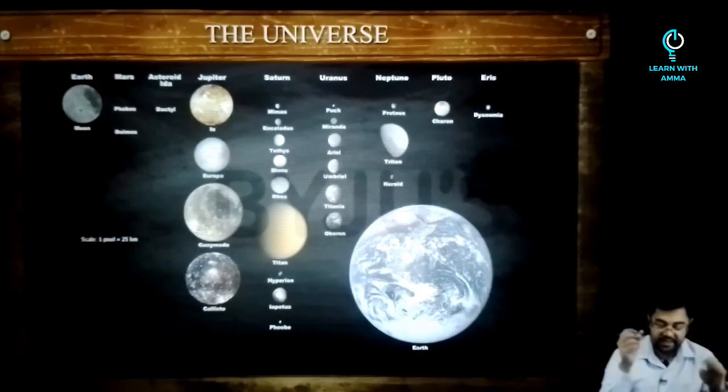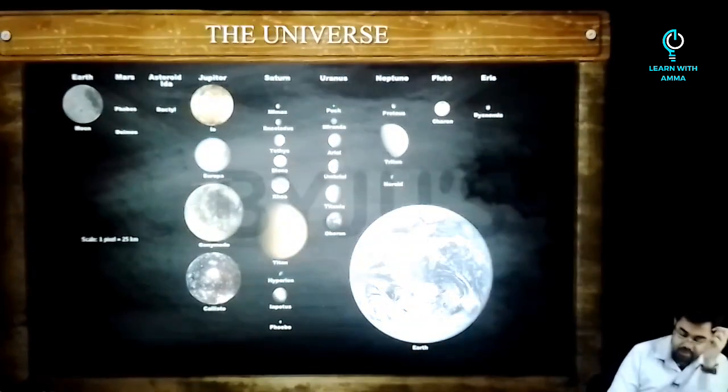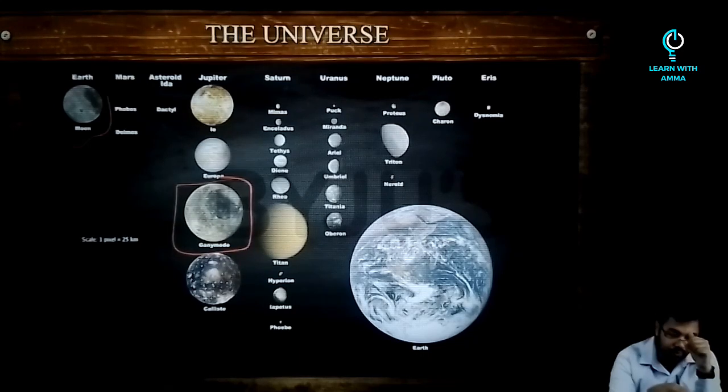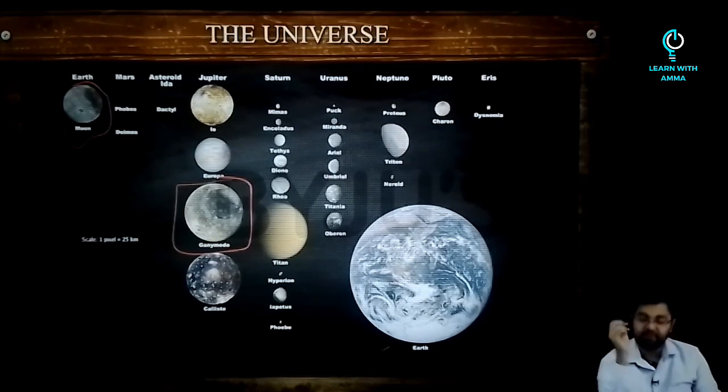Coming to the satellites, if you look at this picture, we have all the important satellites for all the planets listed out here. Just look at this. We talked about Ganymede, which is the largest moon in the entire solar system. Compare that to the moon. The moon also is a big satellite, but not as big as Ganymede. And this is the size of the earth.